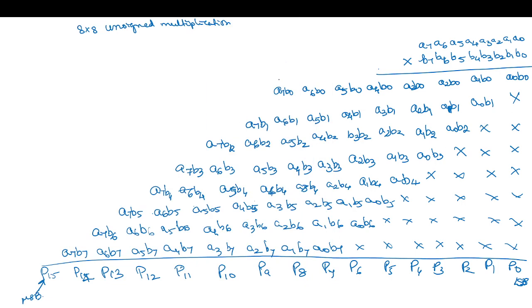So this will be generated using the AND gate. Then we have to apply this to and fill some half adder or full adder. This carry will be propagated here and the sum will be propagated here. So in this way, we can obtain the 8 cross 8 multiplication. It's an unsigned multiplier.